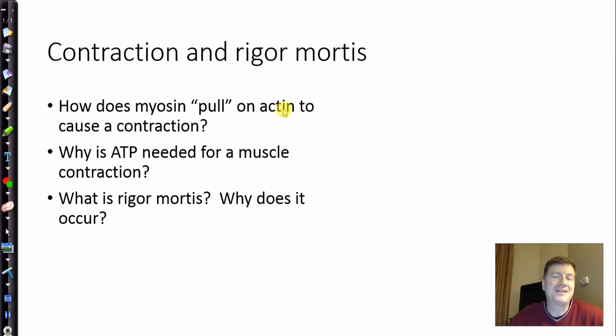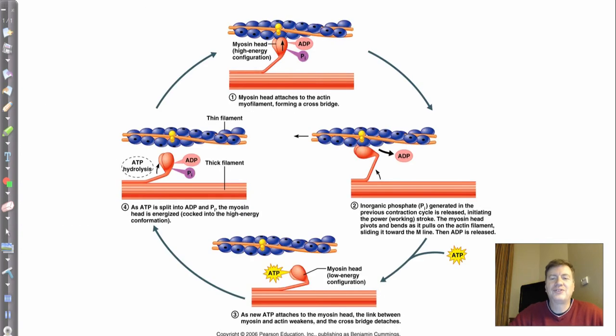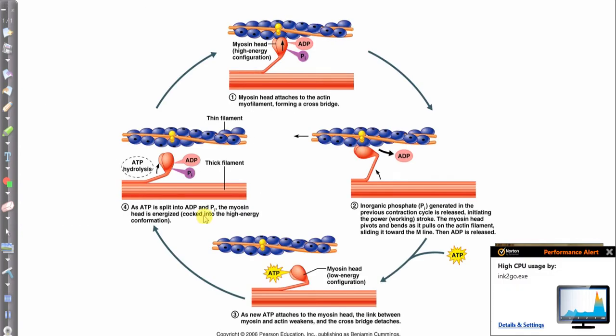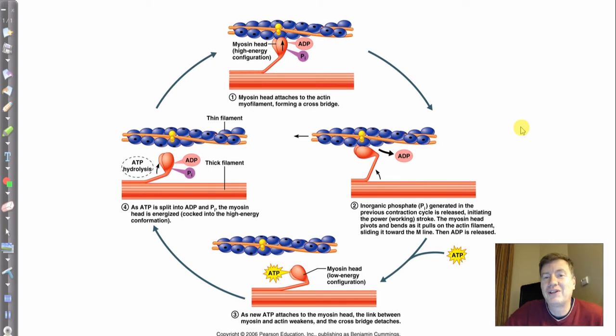So, how does myosin pull on actin to cause a contraction? Why is ATP needed? I think we'll see that here. And what is rigor mortis? What is going on and why does it occur? So let's start by looking at the contraction cycle. You need to understand what goes on during a contraction so you understand what goes on during rigor mortis.